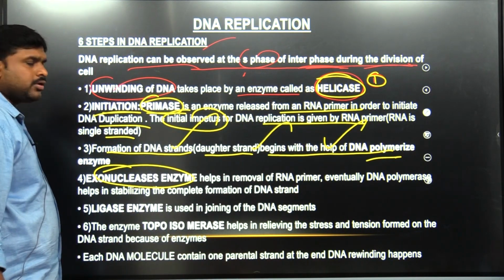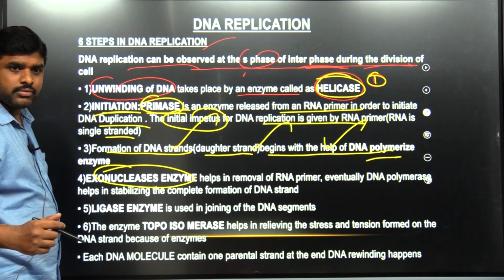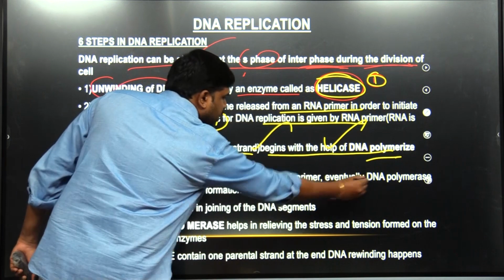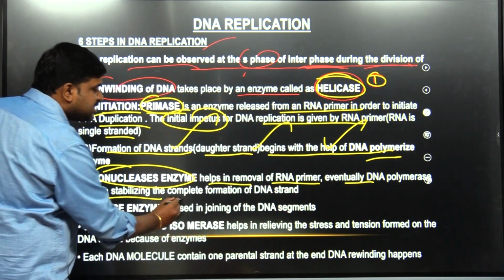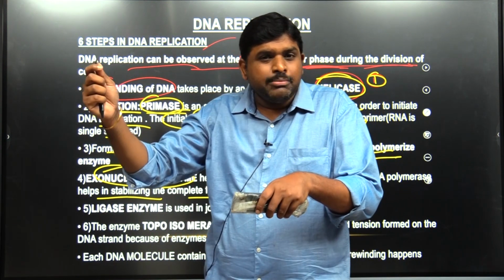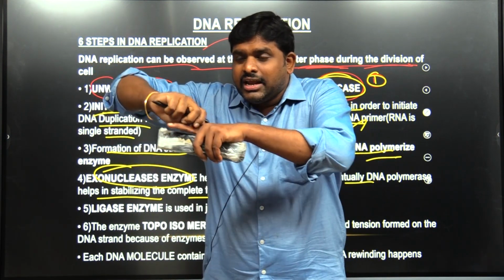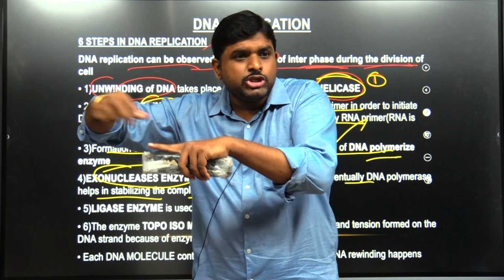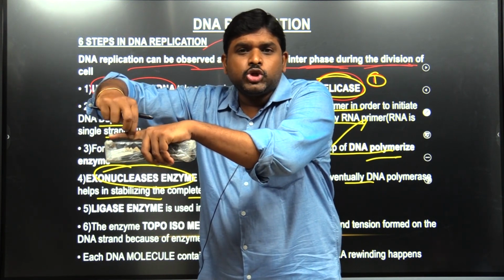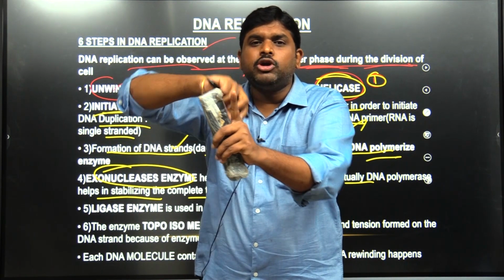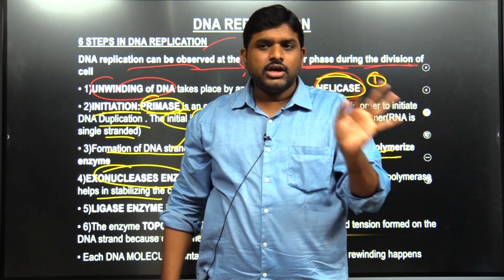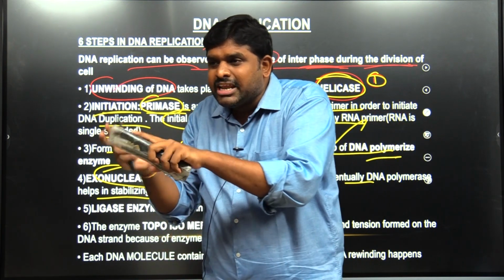Exonuclease enzyme: the RNA should be removed, no? It helps in removal of the RNA primer. Eventually DNA polymerase helps in stabilizing the complete formation of the DNA strand. That RNA primer is removed by which enzyme? That RNA, which helped DNA polymerase form the continuity of a DNA, but I don't want the primer in the final strand. So the primer is removed by which enzyme? Exonuclease. So the exonuclease enzyme will be removing this.